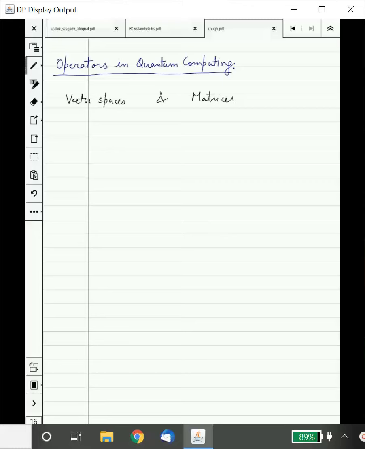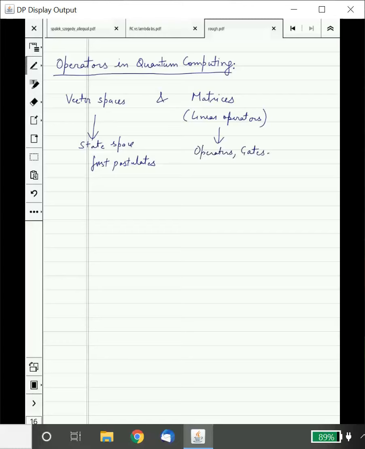We know that matrices are linear operators. They are operators on our vector space. Since vector spaces form the state space by the first postulate, our guess is that matrices will be the operators on the state space. So these should be our operators, our operators or gates like AND or NOT and things like that.